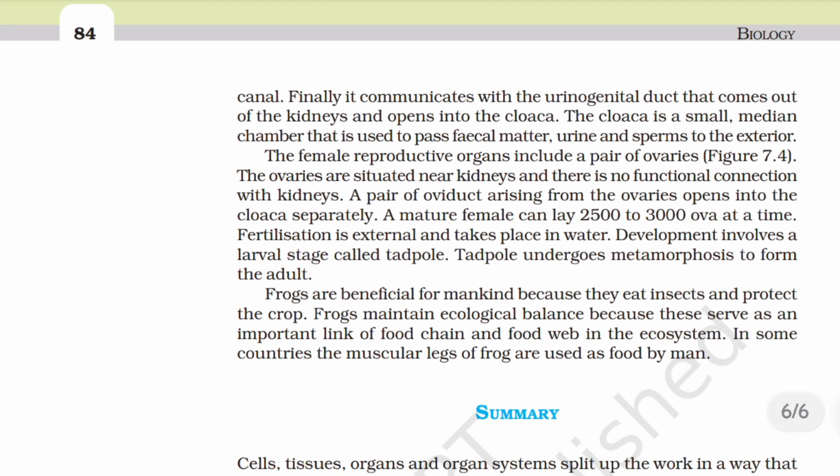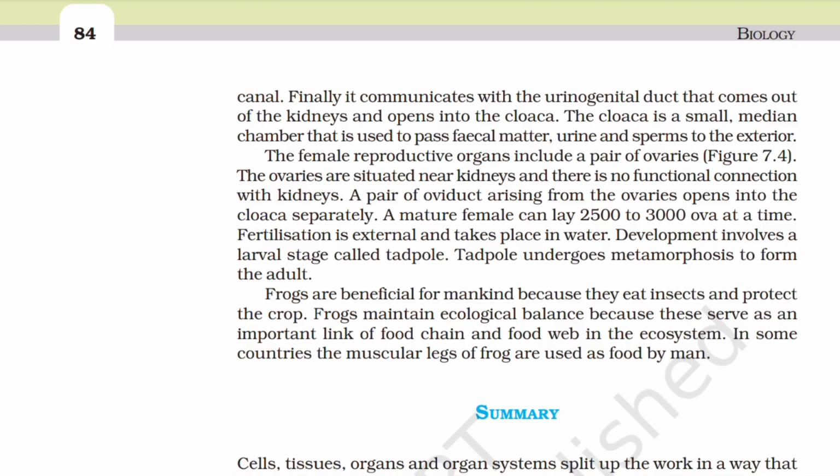The female reproductive organs include a pair of ovaries. The ovaries are situated near kidneys and there is no functional connection with kidneys. A pair of oviducts arising from the ovaries open into the cloaca separately. A mature female can lay 2,500 to 3,000 ova at a time. Fertilization is external and takes place in water. Development involves a larval stage called tadpole. Tadpole undergoes metamorphosis to form the adult.